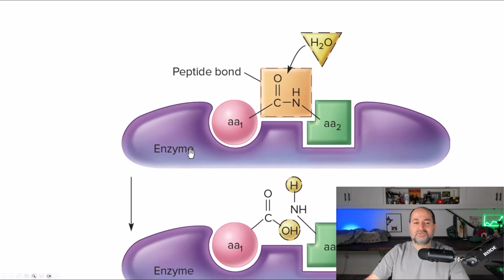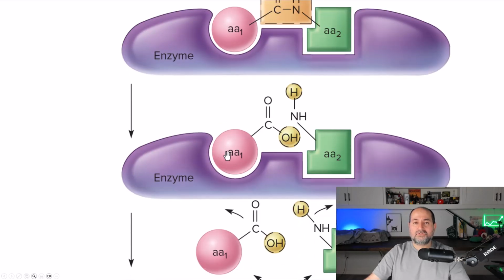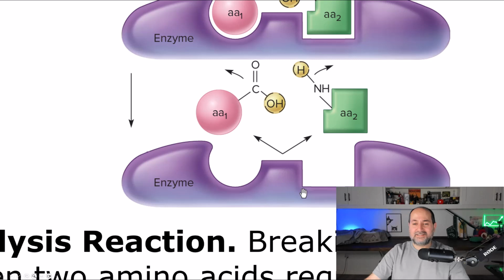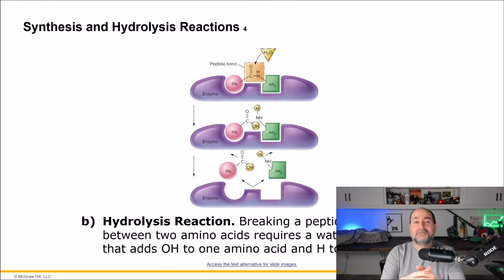That's what these enzymes are doing. Isn't that neat? So look, it's using water to break that bond. You now have a broken bond. Here is the O, the O and one of the H's, and here's the other H. Isn't that neat? And now the enzyme releases the two separate amino acids.